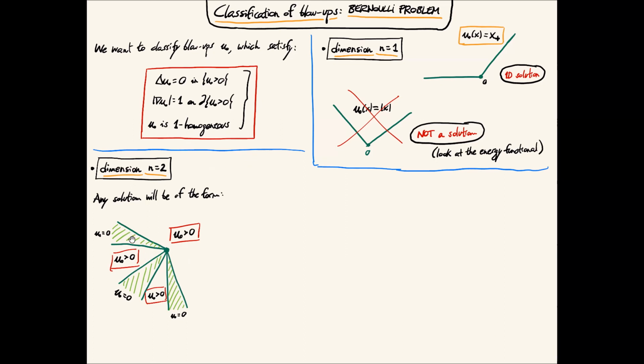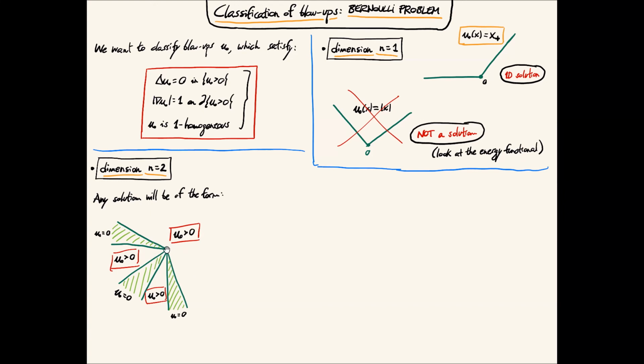You could have even infinitely many connected components of U being positive. I mean, you could have really as many components as you want here, but it's always like this. So there are some sectors in which U is positive, and then some sectors in which U is 0, and that's it. And you have to fill the full space.